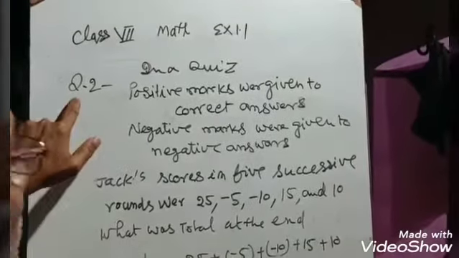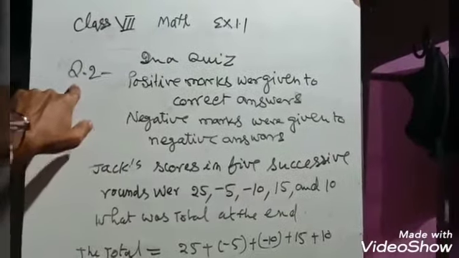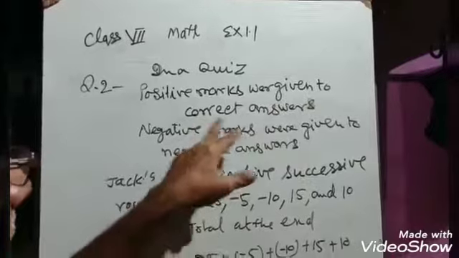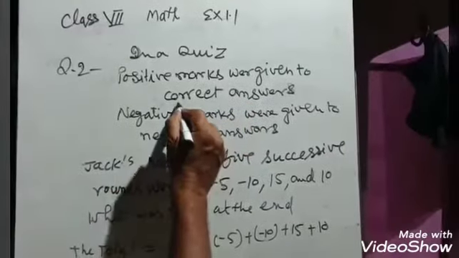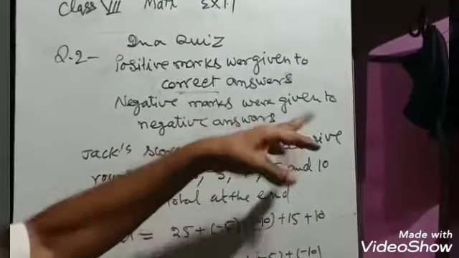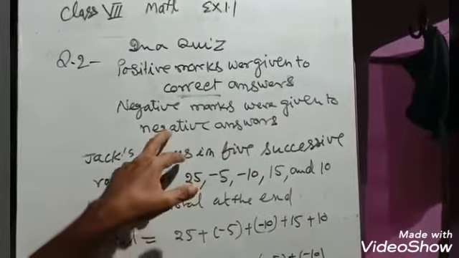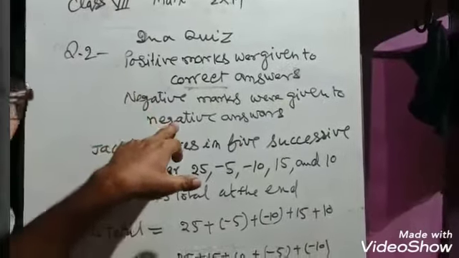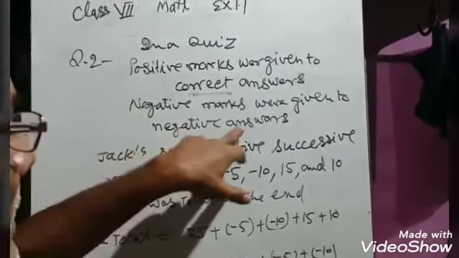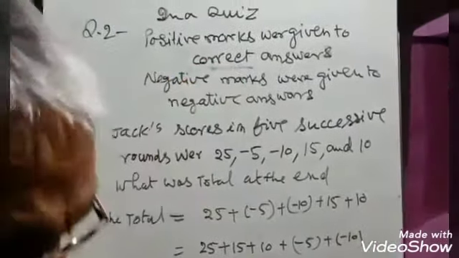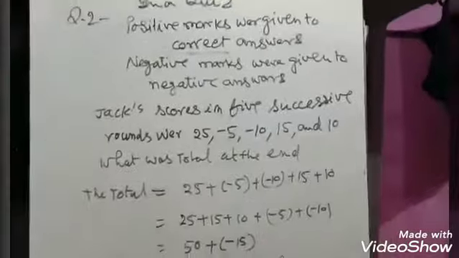Now question number 2: in a quiz, positive marks were given to correct answers and negative marks were given to incorrect answers. Negative marks were given for the incorrect answer, and positive marks for the correct answer.